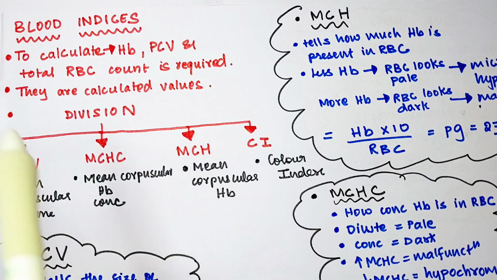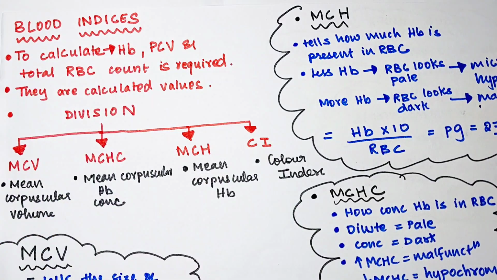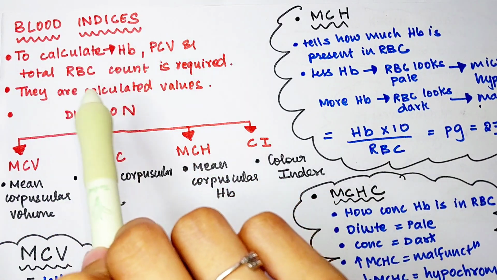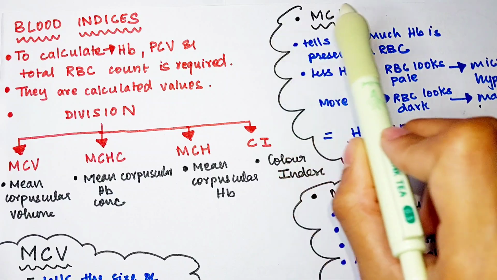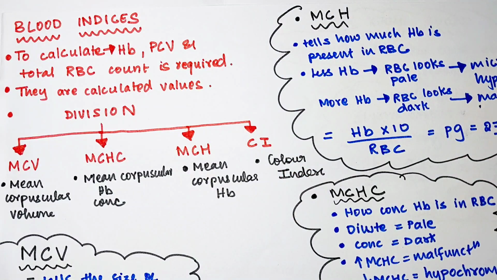For example, HB and RBC. Using these two, they have calculated MCH. All right, so these are calculated values obtained from HB concentration, packed cell volume, total RBC count, etc. Now, blood indices are divided into four categories: MCV, MCH, MCHC, and CI.